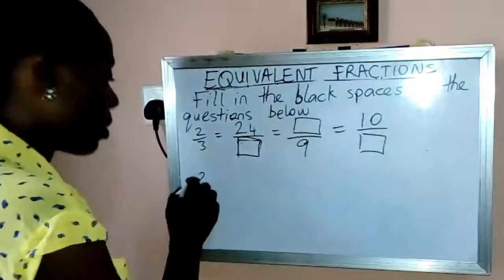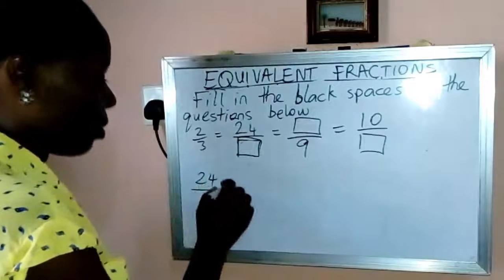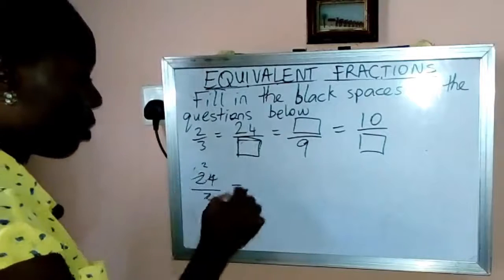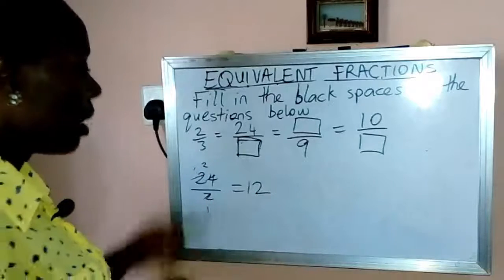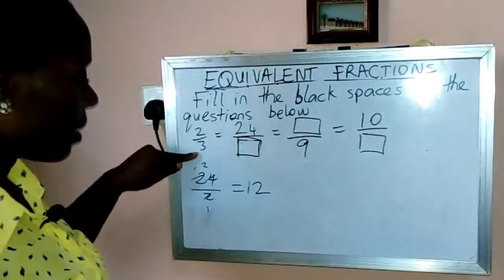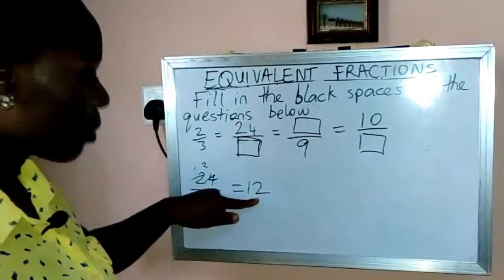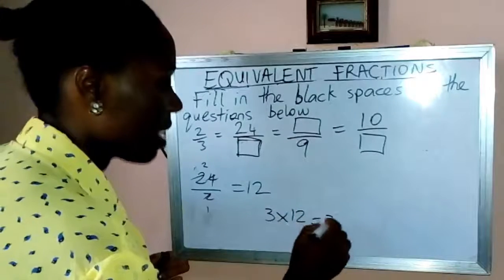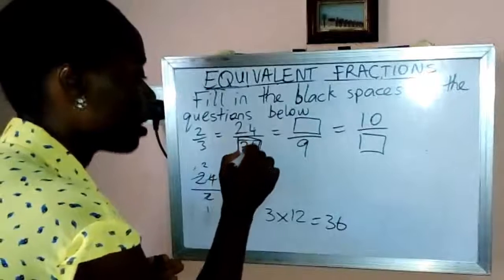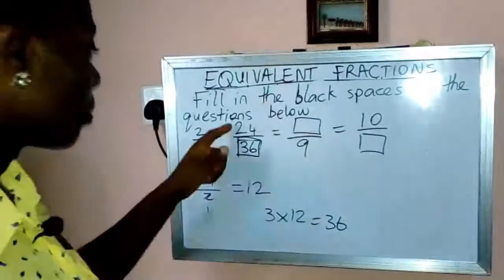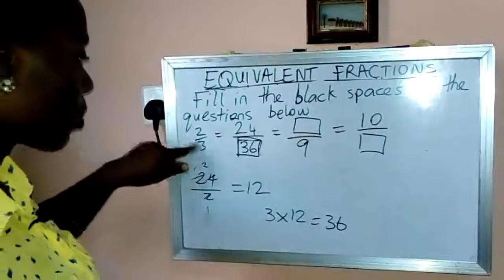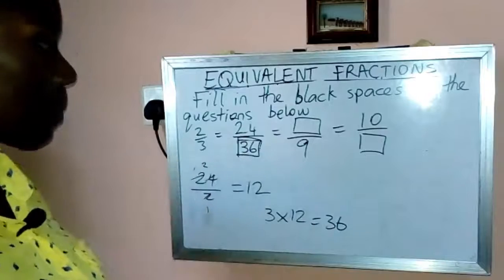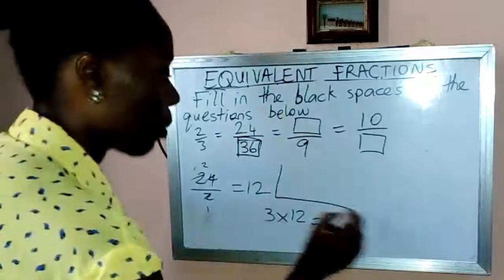Or better still, you can say 24 divided by 2. 2 here, 1, 2 here, 1, 2 here, 2. Will give me 12, right? So, in the same vein, I'll multiply my 3 here with my 12, okay? So, 3 times 12 will give me 36. So, my answer here becomes 36. So, we have 24 over 36. That is, 2 times 12 gives me 24. 3 times 12 gives me 36. Alright?